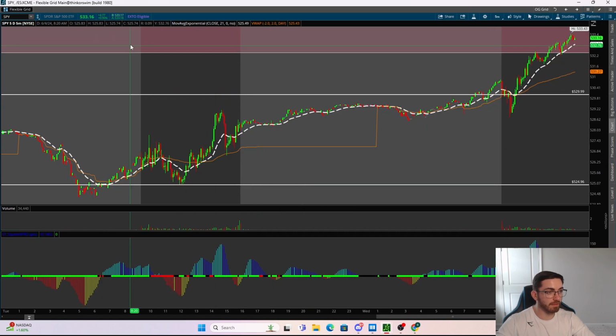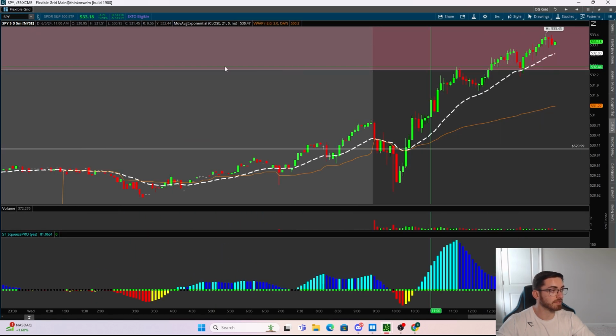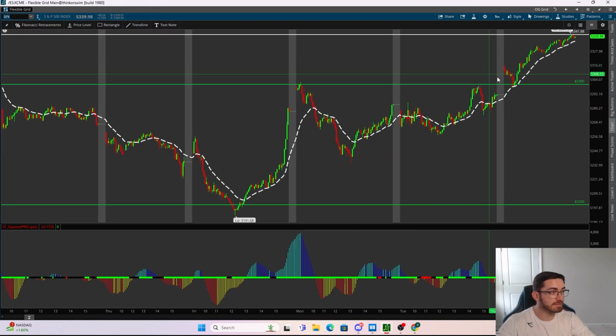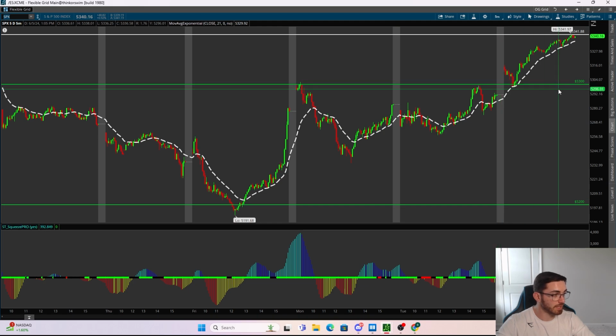Now, another thing that I like to look at when I'm trading the S&P futures is also SPX, because SPX key psychological levels such as 5,300, 5,200 act as really strong areas of support and resistance. So on Monday, you can see that we came up and we rejected 5,300, and that was the exact high of the day.